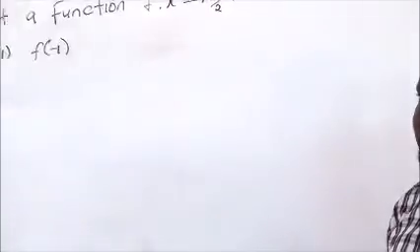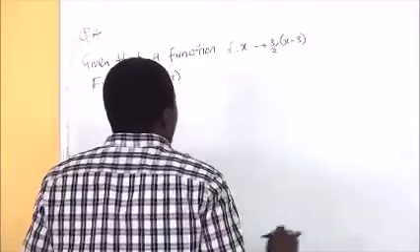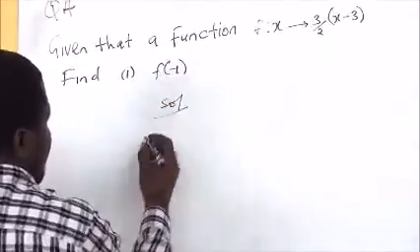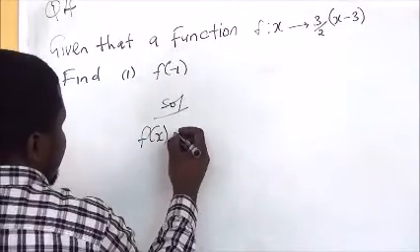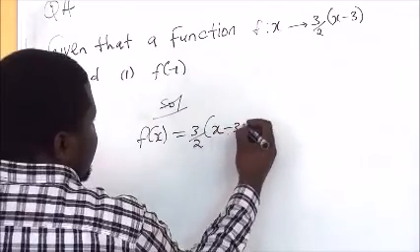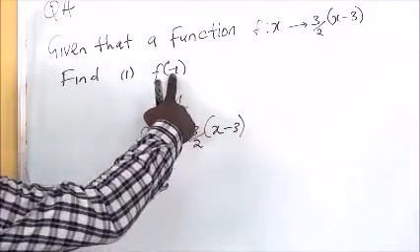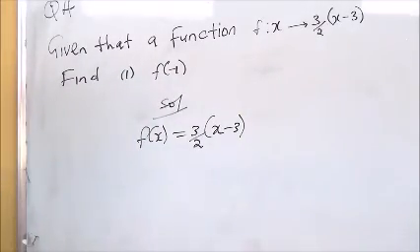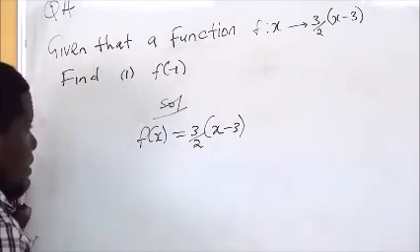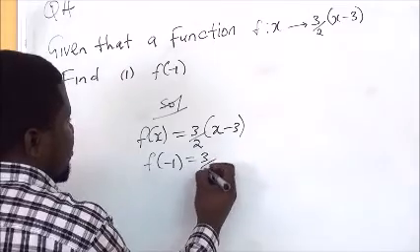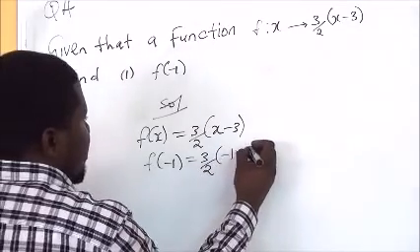This simply means f of x when it is like that. So, we can still do the same. We can say that f of x is equal to 3 over 2 times (x minus 3), like this. So, f of negative 1 has been given, so there's nothing to beat about the bush there. We just go straight into serious business. We say f of negative 1 is equal to 3 over 2, open bracket, negative 1 minus 3.